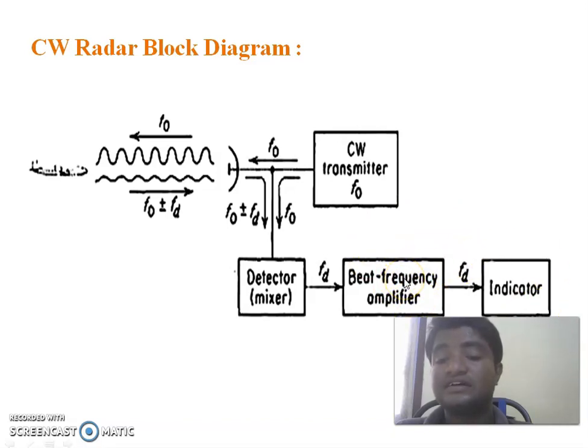And the received signal after processing is given to the indicator. The indicator may be earphones or a frequency meter. That means in this CW radar we are getting the Doppler frequency shift fd. It is used to measure the relative velocity of the target.